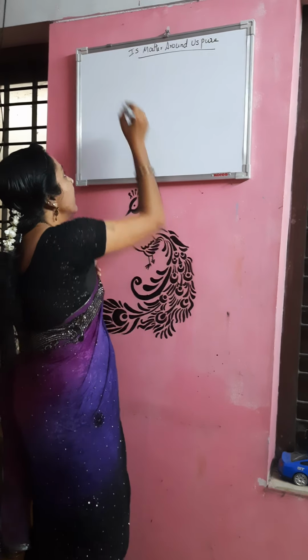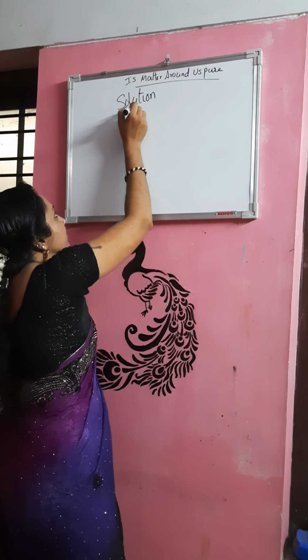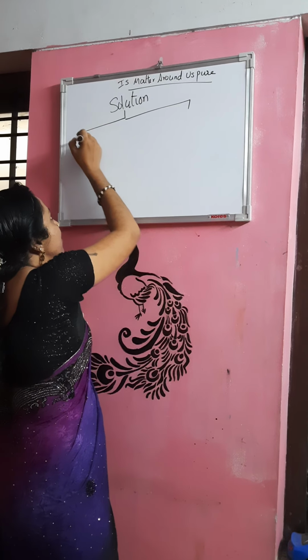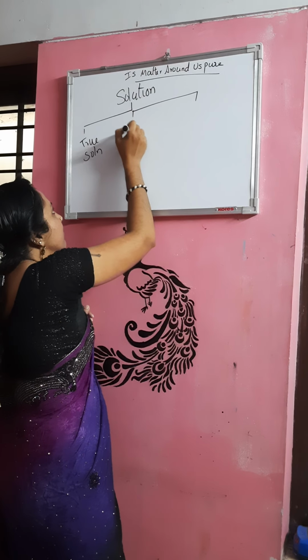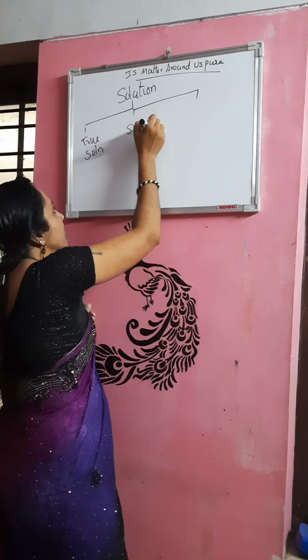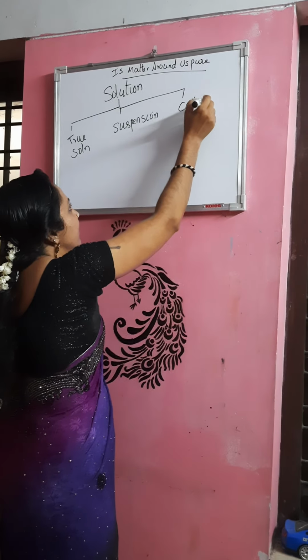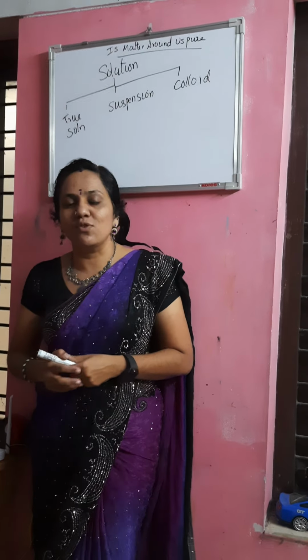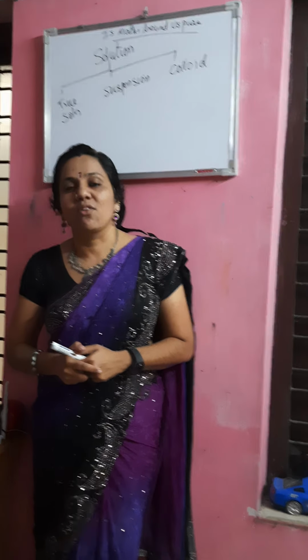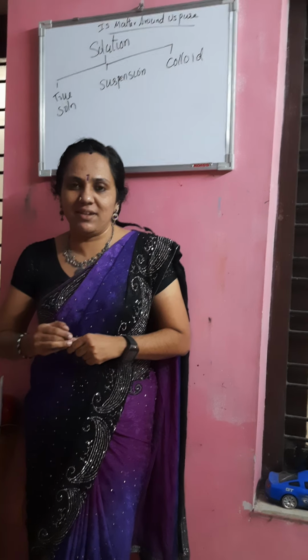So, solution is divided into three: true solution, suspension and colloid. We can discuss the physical properties of this true solution, suspension and colloid. So first one is true solution. What do you mean by that?